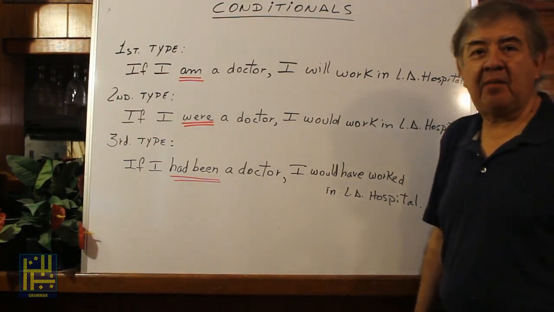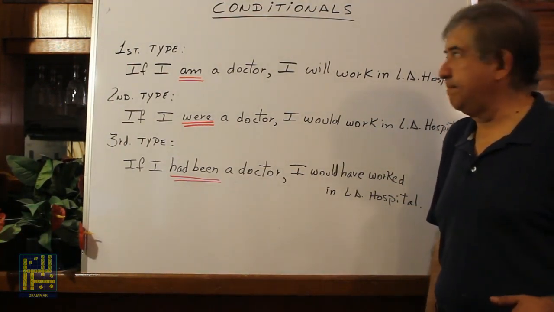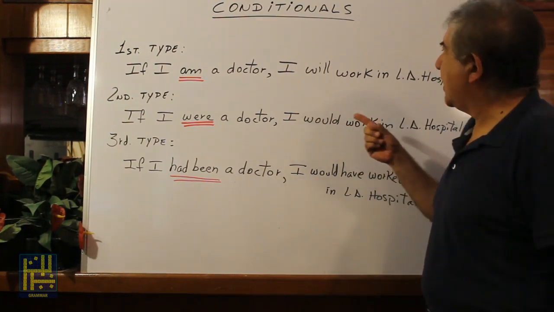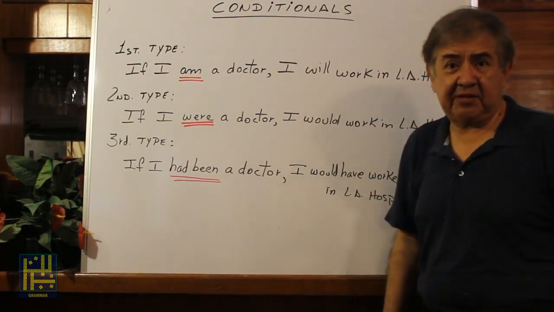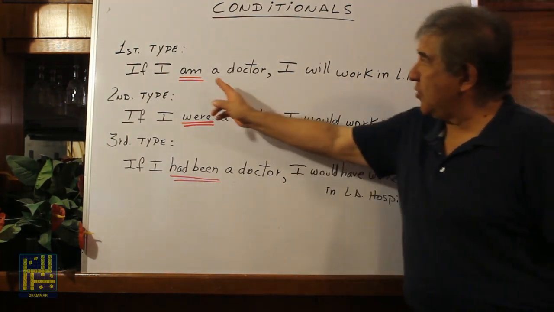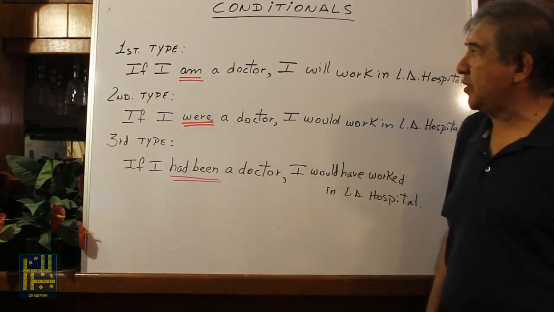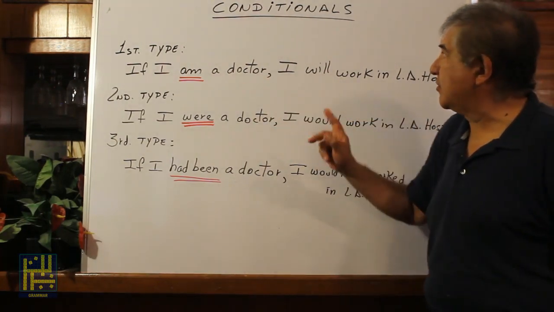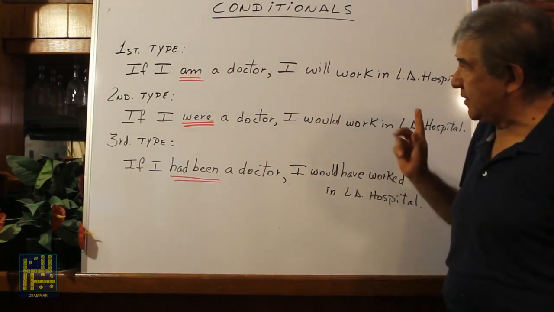Now, let's see what happens when we use the verb to be. In the first type, we can say, if I am a doctor, I will work in Los Angeles Hospital. Remember that the if clause in the first type is in simple present tense and the second clause is in simple future. In this case, if I am a doctor, I will work in Los Angeles Hospital.